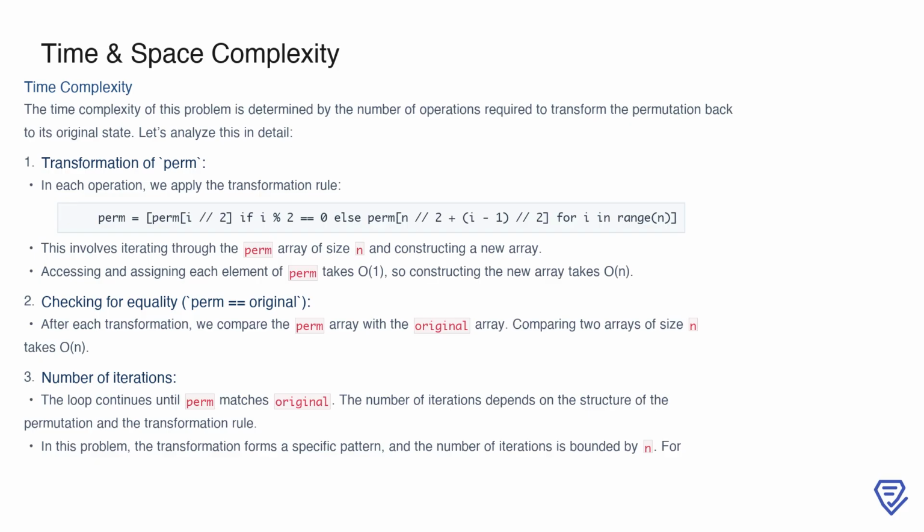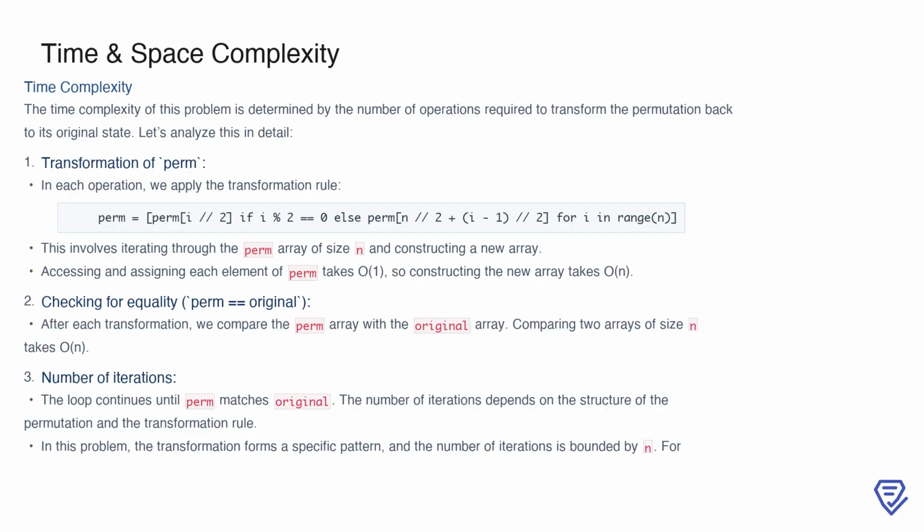First, we focus on the transformation of the perm array. Each operation applies a rule where the array is rebuilt according to specific indexing logic. This involves iterating through all n elements, with each access and assignment taking constant time. As a result, constructing the new array takes O(n) time. Additionally, after every transformation, the algorithm checks whether the current perm matches the original array. This comparison involves iterating through both arrays, which also requires O(n) time.